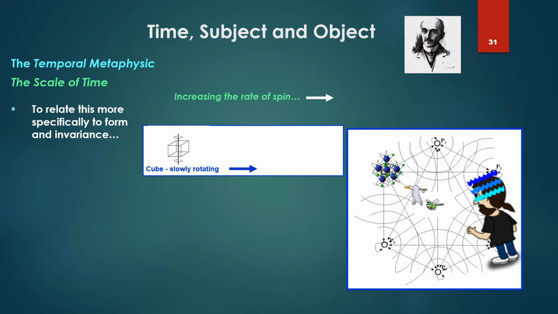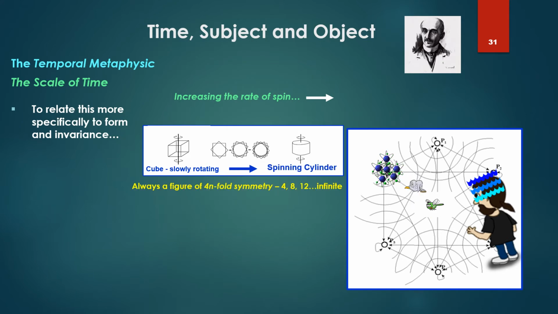If we relate this more specifically to form and invariance, imagine firstly a cube that's simply slowly rotating. And we begin spinning it up, increasing the spin rate of that cube. It'll pass through a series of, looking from the top down, serrated edge figures, of increasing serrated edges, but always a figure of 4n-fold symmetry, till ultimately we hit a figure of infinite symmetry, namely a spinning cylinder.